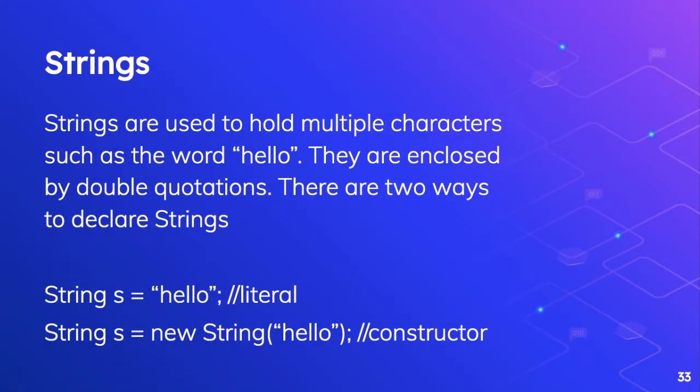Now, strings are used to hold multiple characters, such as the word hello, and they're enclosed by double quotations. And there are two ways. You can declare it literally, like I was saying, so String s equals "hello" with the double quotations, or you can call its constructor, which is String s equals new String("hello"). But nowadays we don't really do that. You can just declare it literally.